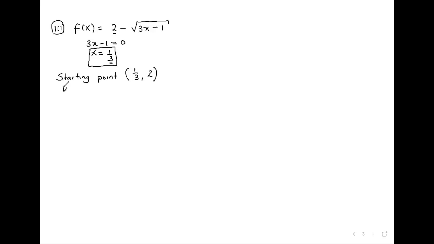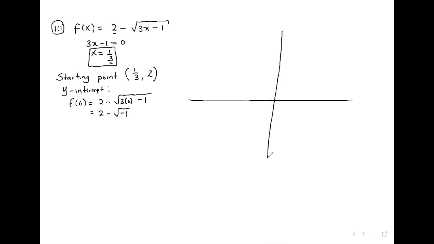Then the y-intercept, f of 0, 2 minus the root of 3 by 0 minus 1. That is 2 minus root negative 1, which is not possible. So we have no y-intercept. So the starting point is 1 over 3, comma 2.